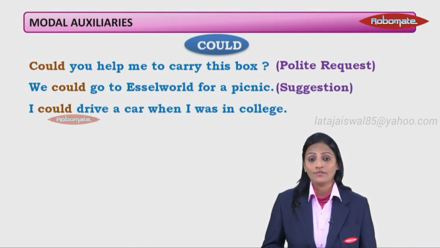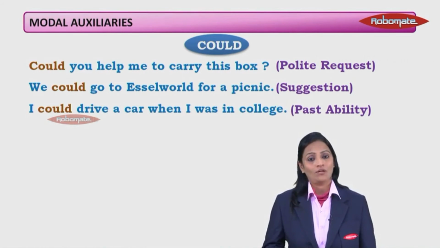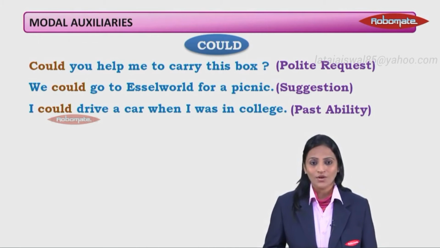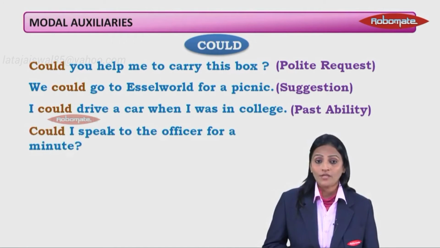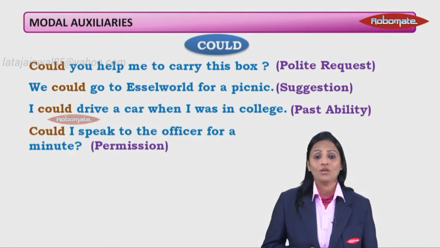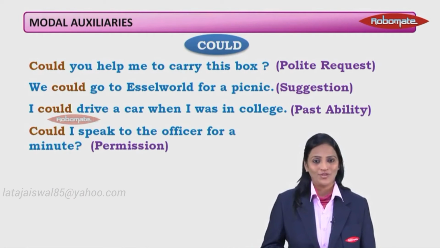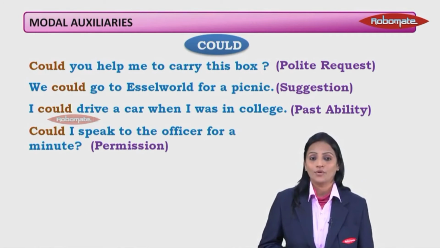Next, I could drive a car when I was in college. We've done this. It shows past ability. Now I cannot, but I could when I was in college. Could I speak to the officer for a minute? Here it is a permission, because you want to speak to someone with whom you cannot speak without permission. So here it is permission.